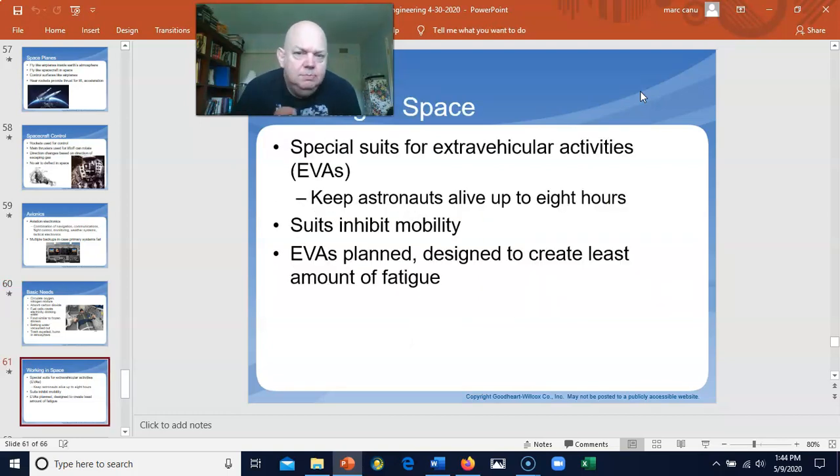Working space. Well, yeah, EVAs. You may have heard that in some science fiction films. Special suits for extravehicular activities. It can keep the astronauts alive up to 8 hours. Yeah, the suits inhibit mobility. It makes it a little harder, but the idea is that the EVAs are planned and designed to create the least amount of fatigue.